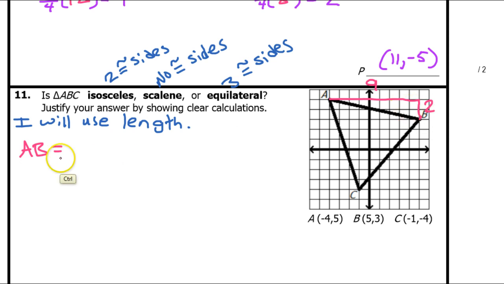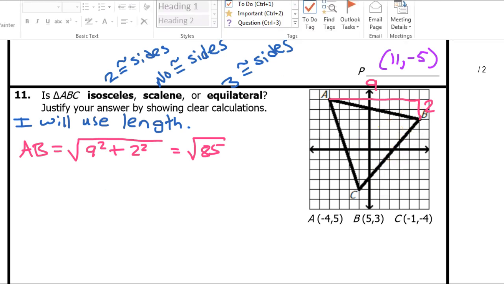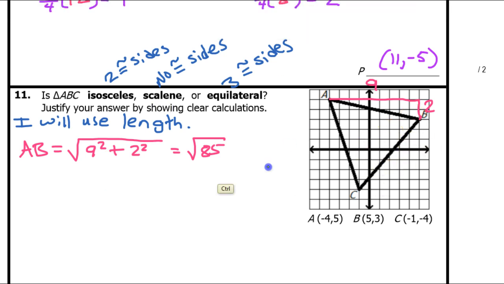Okay, so that means that using the Pythagorean Theorem, it's going to wind up being the square root of 9 squared plus 2 squared. That's 81 plus 4, so that's 85. So this is going to be the square root of 85. Okay, now let's keep going. I'll change colors just so you can follow it more easily.